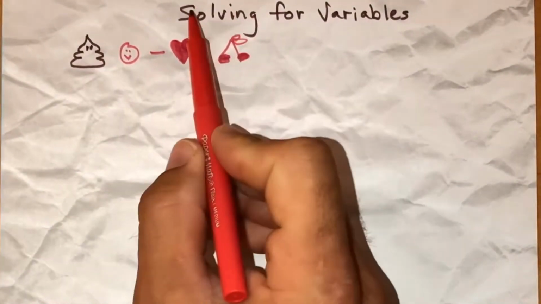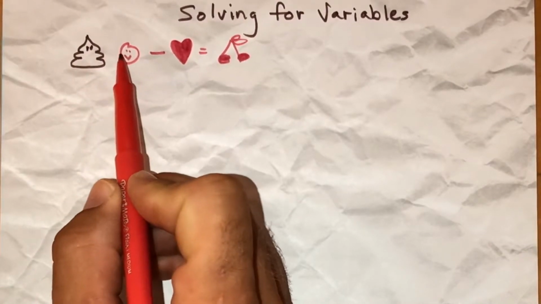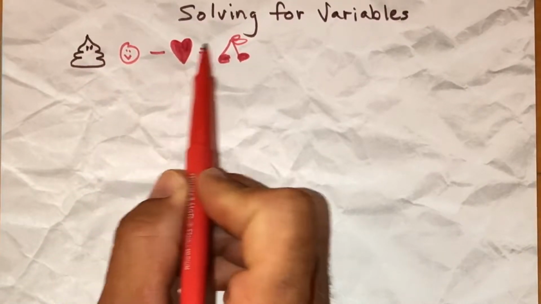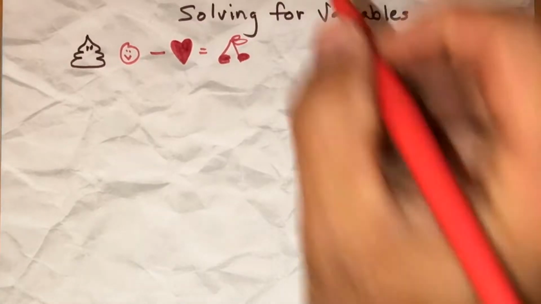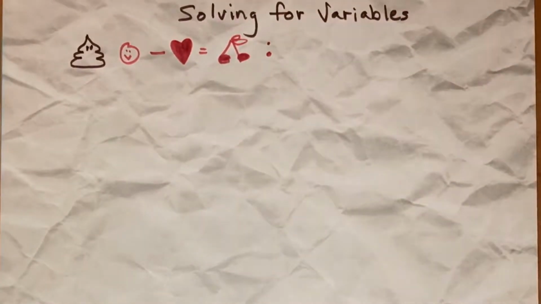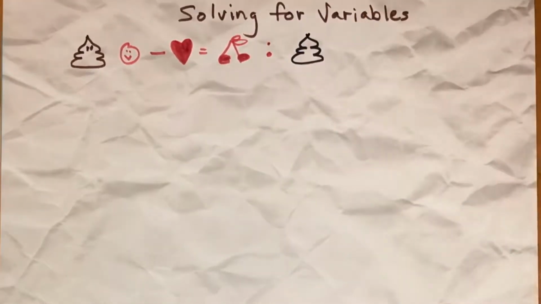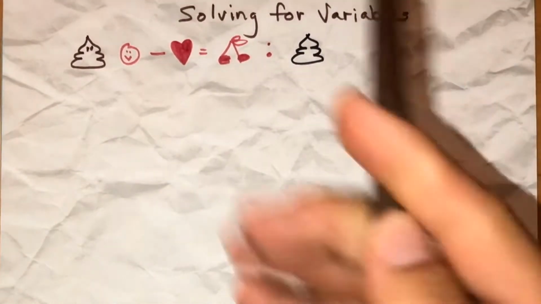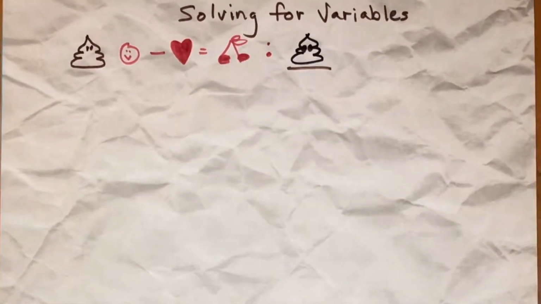So basically we're given this question, solving for variables, and what we have is a poop emoji multiplying a smiley face, subtracting some love, equaling some cherries. And here we don't have any numbers whatsoever. What we're going to be asked is to solve for maybe one of these pieces here. We're going to solve for the poop emoji, and basically we're going to want to isolate this, get this by itself by doing your normal, regular algebra moves.